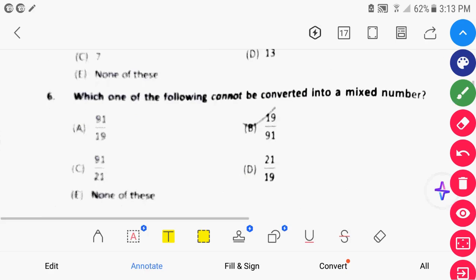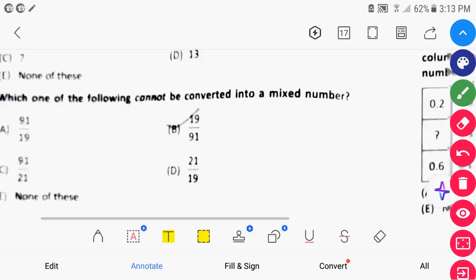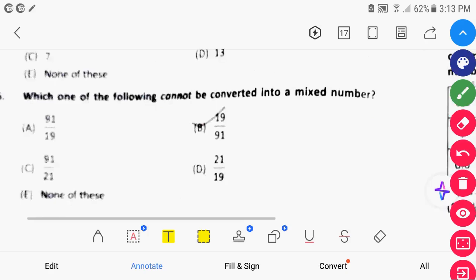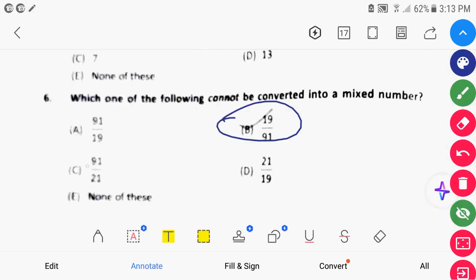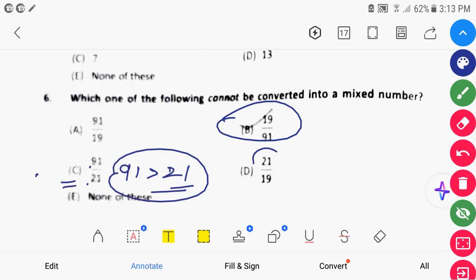Now for 91 upon 21, again the denominator is smaller and the numerator is greater, so this can also be converted into a mixed fraction. 21 upon 19, again the numerator is greater than the denominator, so this can also be converted into a mixed fraction. So your answer is B.